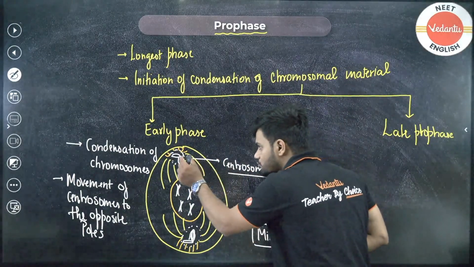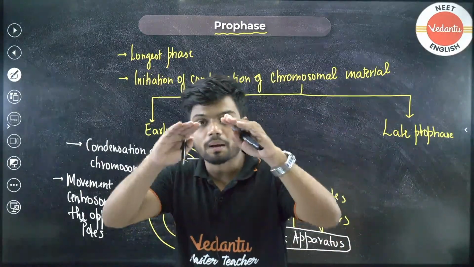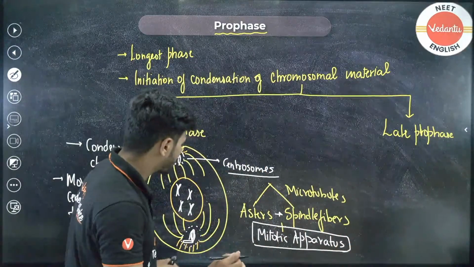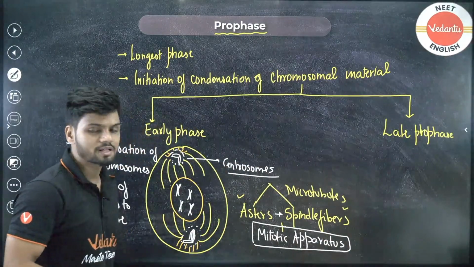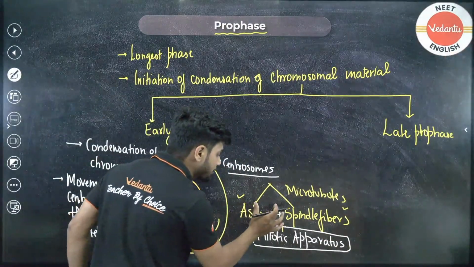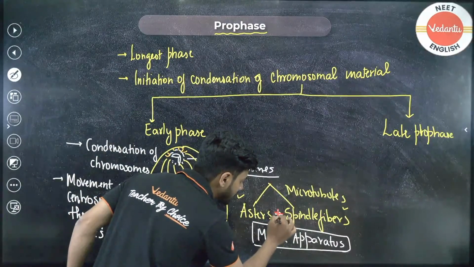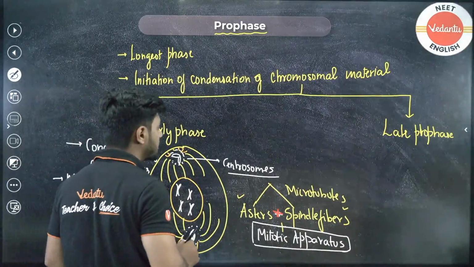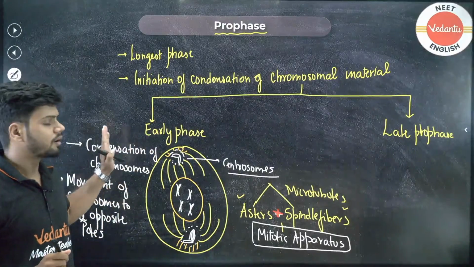From the centrosome, microtubules are arising. There are two types of microtubules. One is called asters, the other one is called spindle fiber. Asters plus spindle fibers is called mitotic apparatus. Everything is happening in your early prophase.